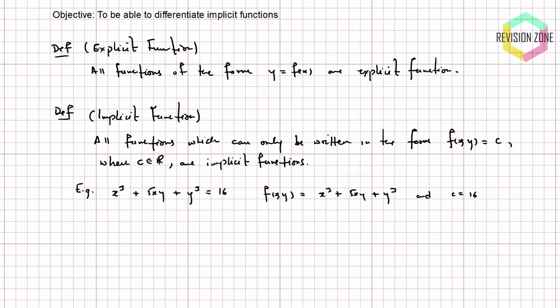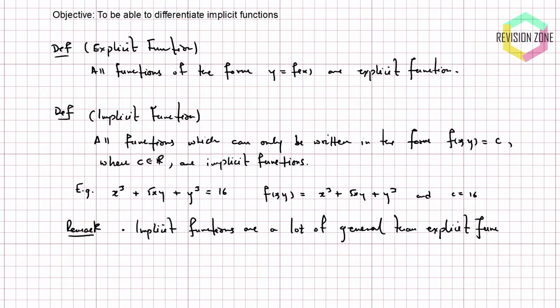I should make a remark here: implicit functions are a lot more general than explicit functions. What do I mean by that? Suppose you have an explicit function, y equals f of x, where only y is on the left-hand side and everything on the right-hand side is in terms of x. I can rearrange this to write y minus f of x equals 0.